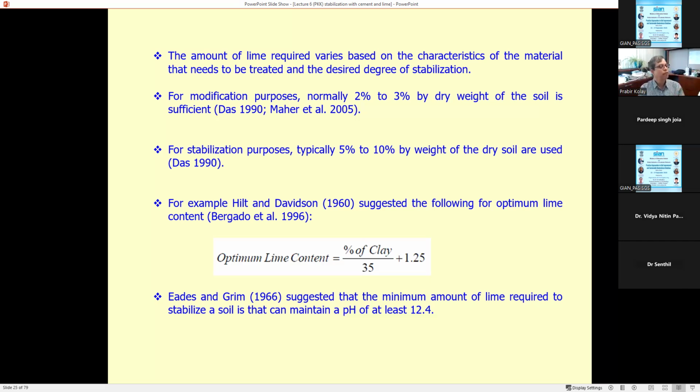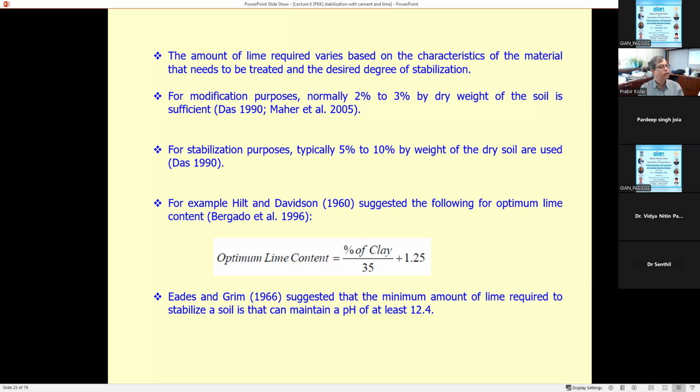So how can you find out the optimum lime content? You can find out the percentage of clay divided by 35, plus 1.25. This is given as per Bargado. So this gives how much is the optimum lime content to stabilize the clay.